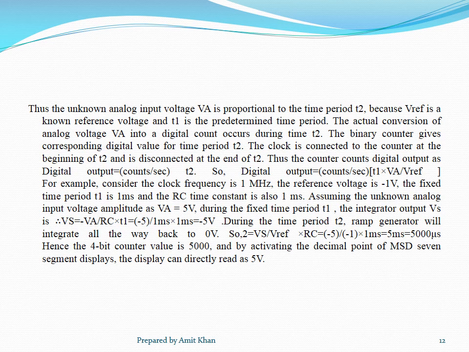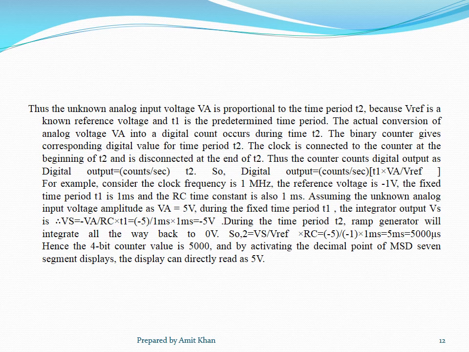So for example, consider a clock frequency of 1 megahertz and a reference voltage of minus 1 volt. The fixed time period T1 is 1 millisecond, and the RC time constant is also 1 millisecond, assuming the unknown analog input voltage amplitude VA equals 5 volt. So during the fixed time period T1, the integrated output Vs equals minus VA divided by RC into T1, that is minus 5 divided by 1 into 1, which equals minus 5 volt.